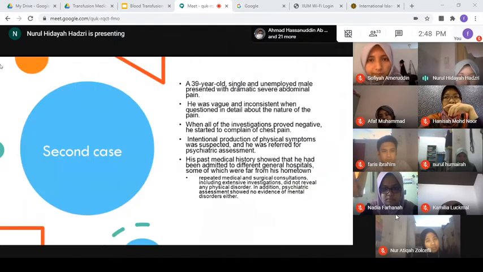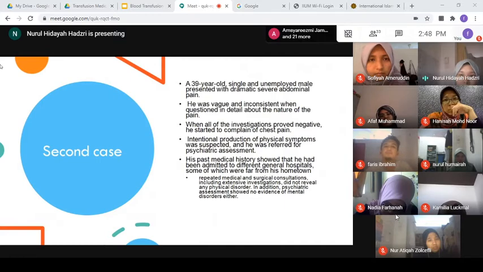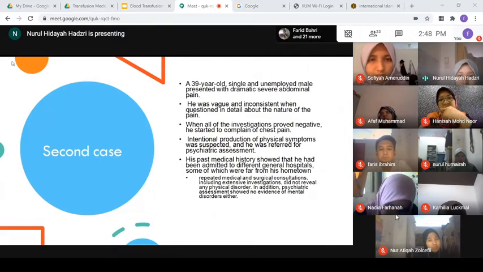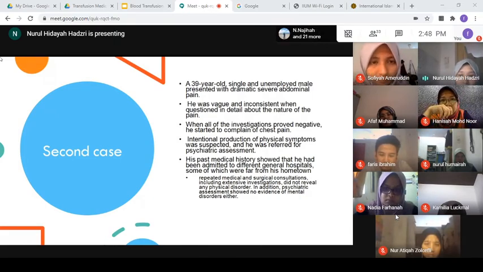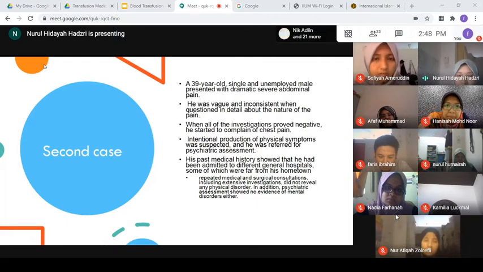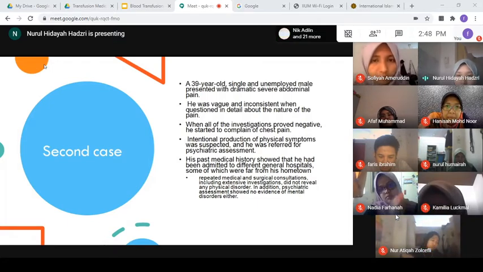Okay. Another case is a 39-year-old single and unemployed male who presented with severe abdominal pain. He was vague and inconsistent when the doctor asked about the nature of the pain. After all the investigations proved negative, he started to complain of chest pain. The doctor suspected that this patient had intentionally produced the physical symptoms, and he was referred for psychiatric assessment.